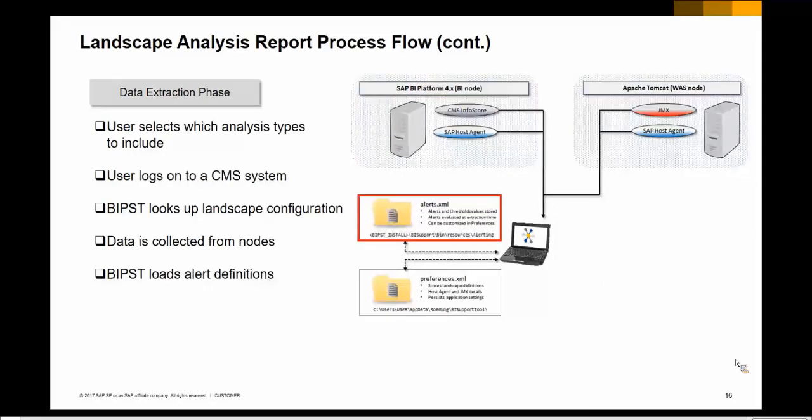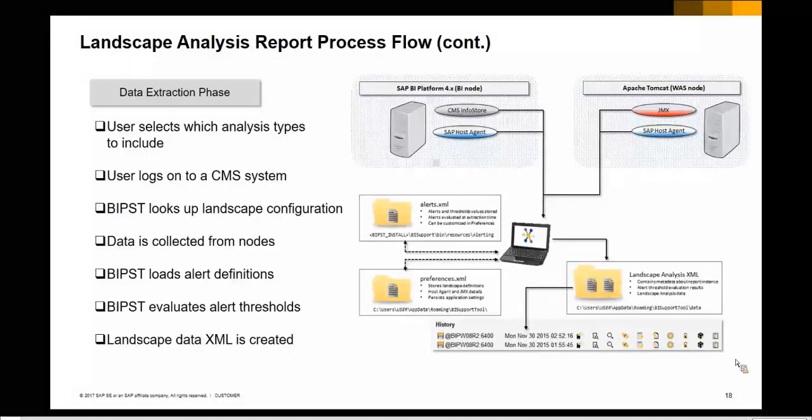Then the data is collected from the various data sources from each of the nodes in your landscape. Once the data is brought back, we evaluate all of the information that was collected and then apply the alerting thresholds. The alerts are stored on the client, and you can customize that, and I'll show you that here in a minute. We evaluate the alerts, and any alerts that are triggered are written into the stored landscape data. And then an XML file is created that stores all of the information.